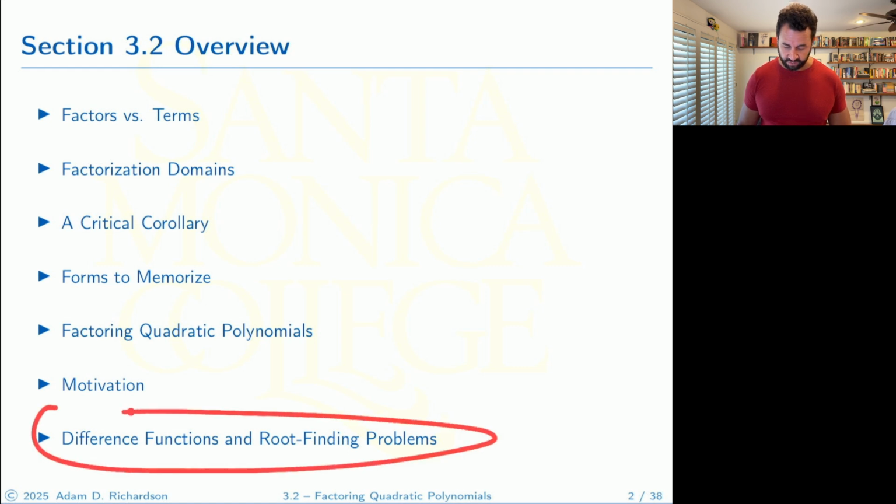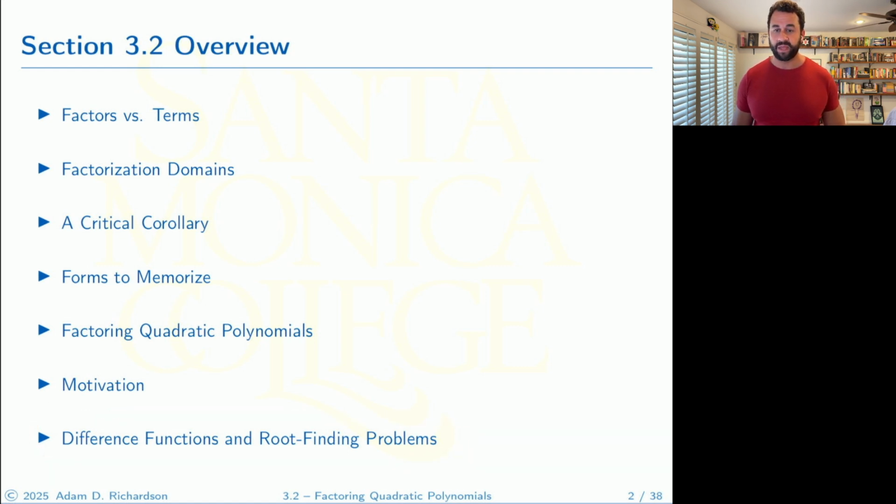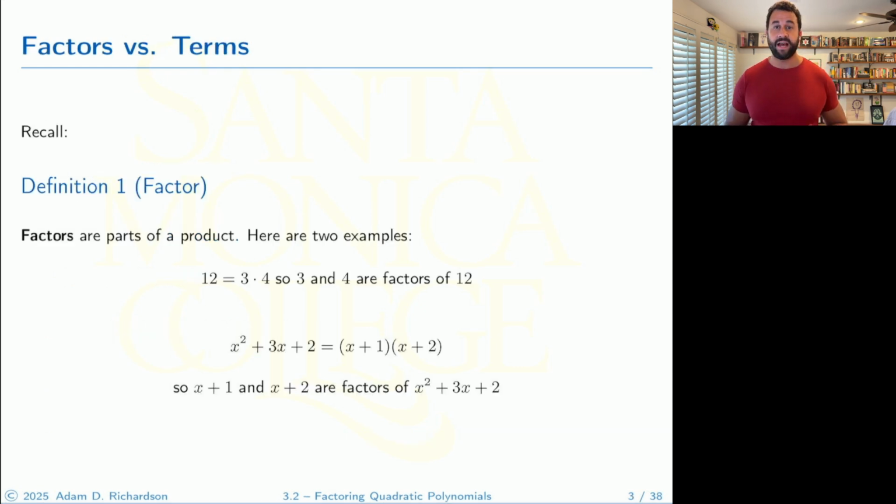Then we're going to finish up by talking about difference functions and root finding problems. This is another thing that distinguishes this course from maybe a standard pre-calculus course, because we have an explicit discussion about root finding problems, which are just fundamental problems in math and science. So we'll get there in a few minutes. But let's start with reviewing factors versus terms.